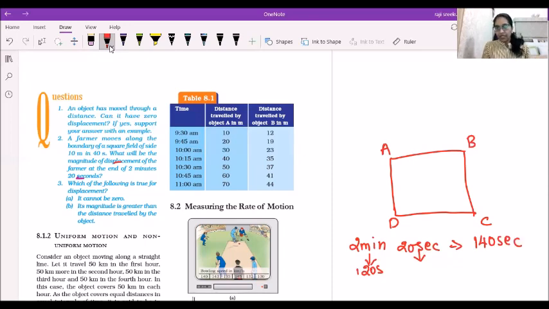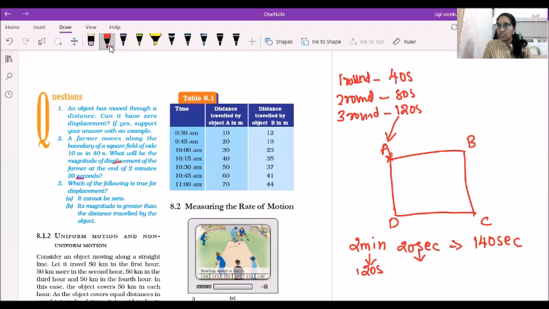So he started from here. For one round he is taking 40 seconds. That means he starts from A and comes back to A. For two rounds he will take 80 seconds. After two rounds, he takes one more round and comes back to A. At the end of the third round, that means 120 seconds, he will again come back to the point A. So after 120 seconds, his position is at A.